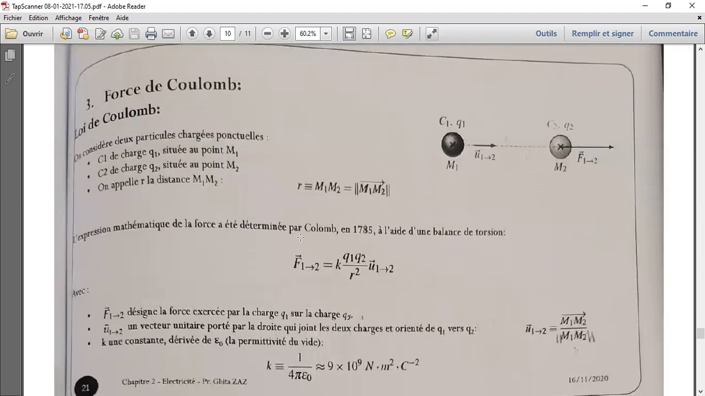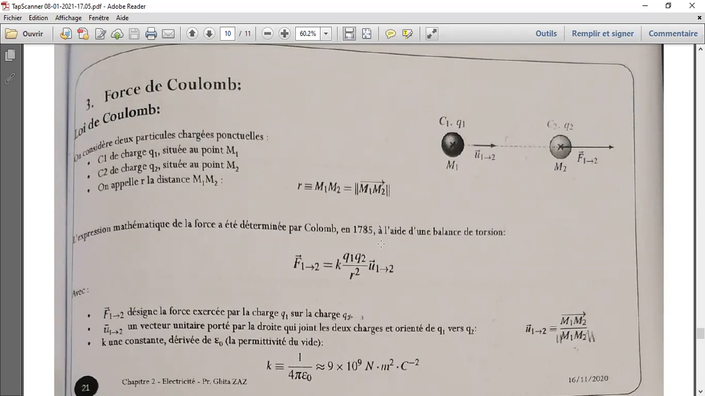This is the formula you should know by heart. When they tell you to calculate the force, either the charges are in a density distribution, where you can find charge everywhere, or the charges are punctual, where a charge is fixed at a point. For example, here you have M1, a fixed point for charge 1, and M2, a fixed point for charge 2.